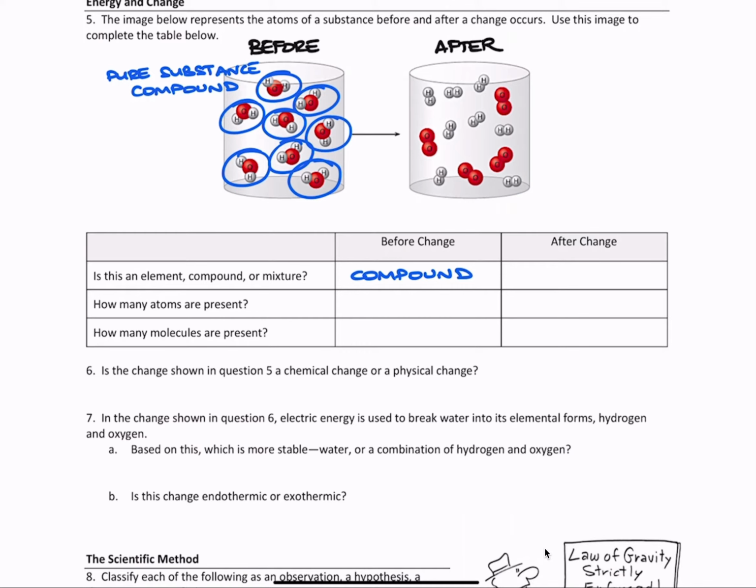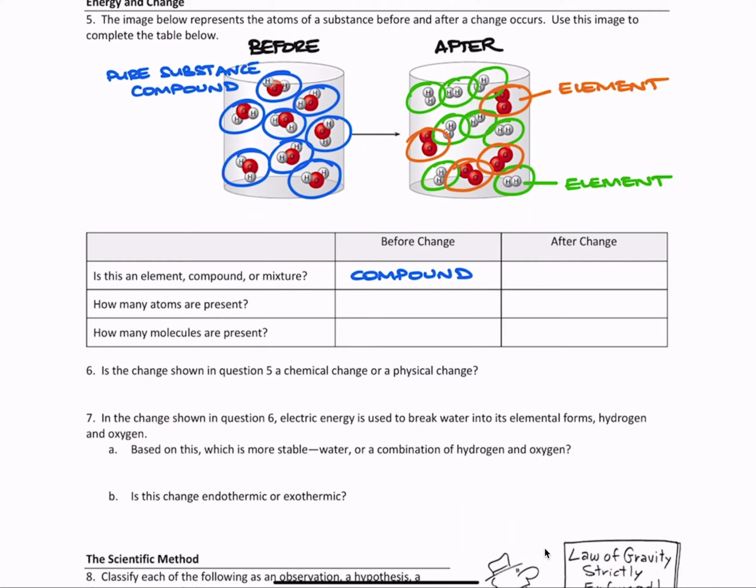Now, what do we have after? Well, after, observe that I have 1 substance that is circled in green. This substance consists of 2 atoms of hydrogen combined together, so 2 of the same kind. So here we have the element hydrogen, that is the first substance. And then we have another substance here that I circled in orange. And this is another element, the element oxygen. Why is it an element? It's because it's 2 atoms of oxygen combined and it's only oxygen, okay?